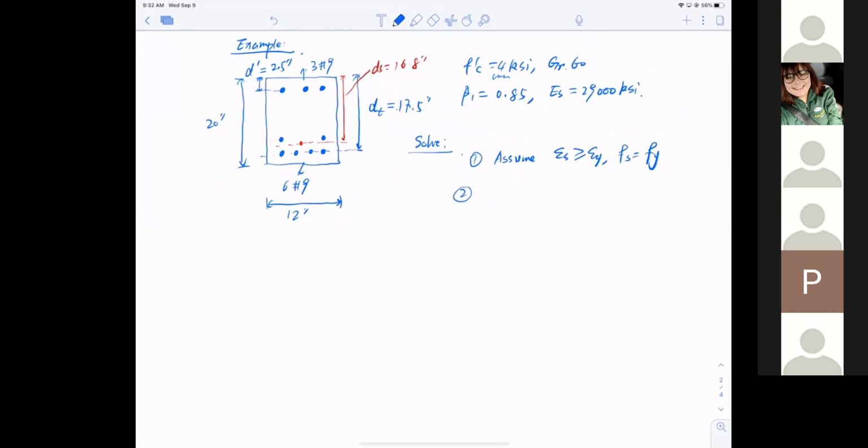And then second step, we need to select the c. Pay attention. For the first value, we select c between one third of the depth and one quarter of the depth. Can I get a quick calculation? This d here is ds. What is 16.8 divided by 4? What is the quarter of the depth here?